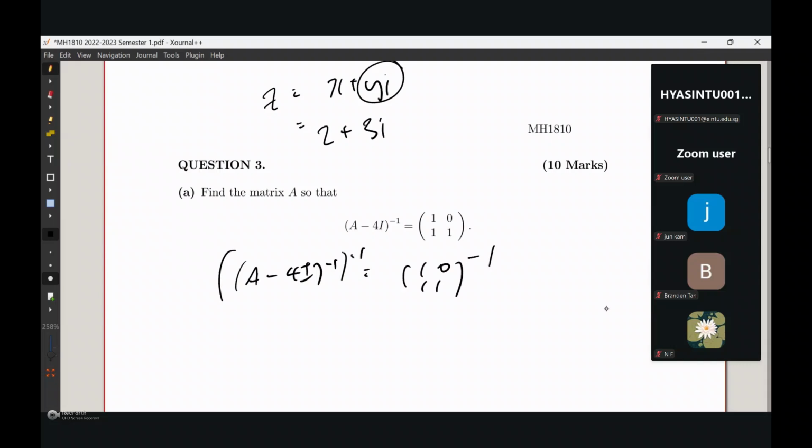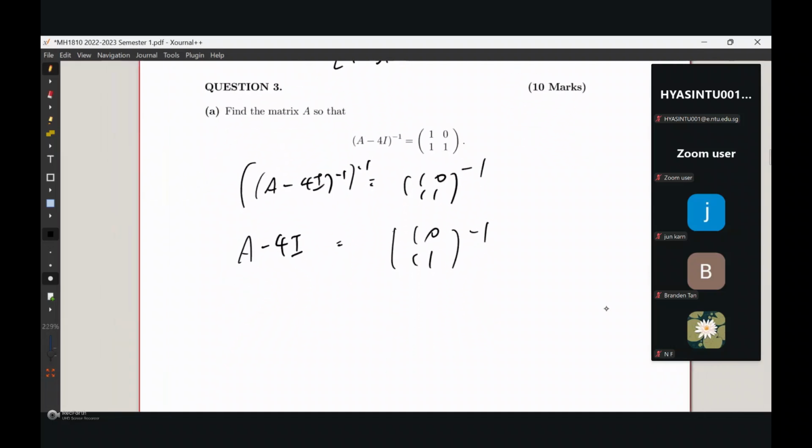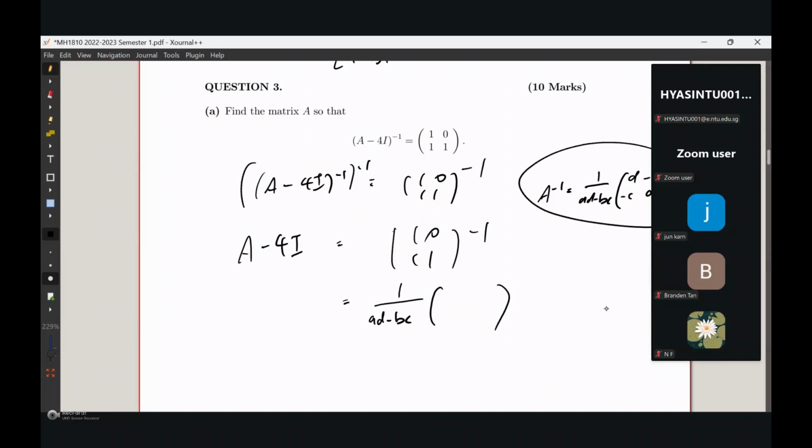So apply inverses. So inverse will cancel each other out. So we have 1, 0, 1, 1 inverse. Okay, so let's calculate this 2 by 2 inverse. You are required to know how to evaluate the inverse of a 2 by 2 matrix. So first, you find the determinant, AD minus BC. Then you swap these two places. So A inverse equals 1 over AD minus BC times, you swap these two, D, A, negative B, negative C. Okay, I'm using this formula here.